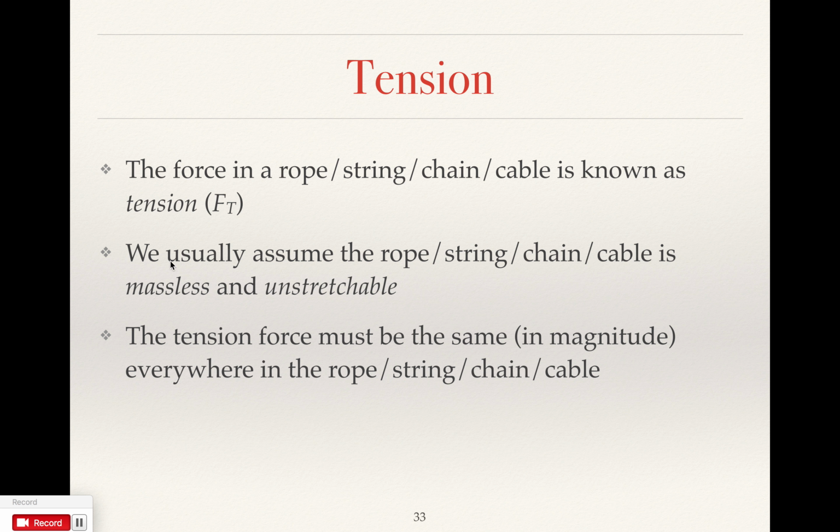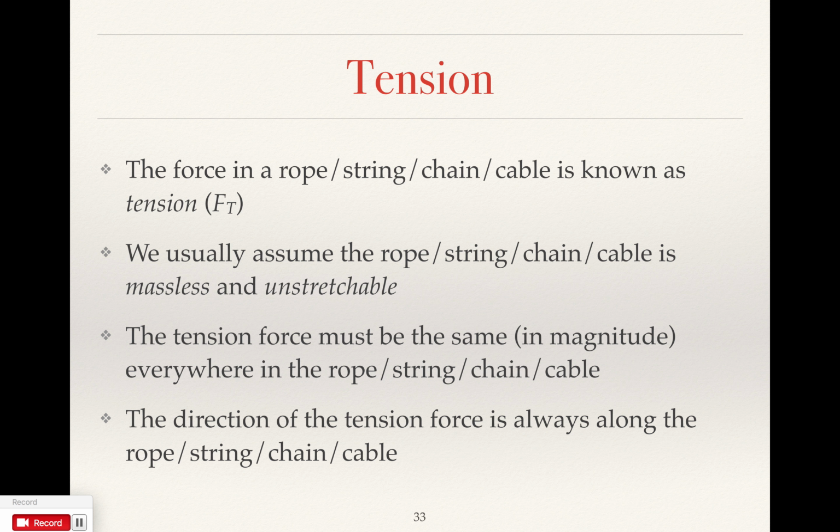Now, if that is true, and again, typically as long as the rope is fairly thin and it doesn't stretch a lot, these are usually pretty good assumptions. So if those are true, then the tension force has to be the same in magnitude everywhere along the rope, string, chain, or cable. And the direction of the tension force is always along the rope, string, chain, or cable.